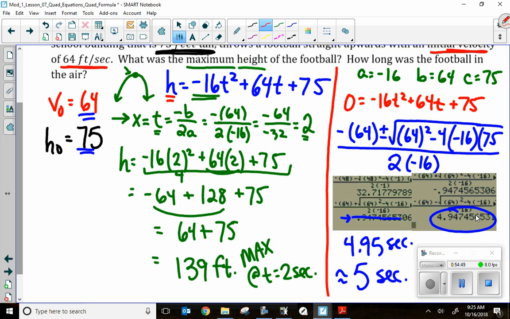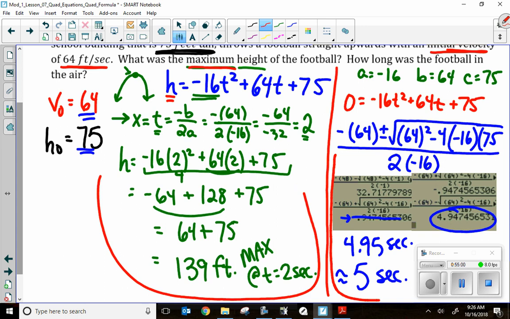if this was an algebraic problem, they probably would have asked you to either solve for the max height, or they would have asked you to solve how long the football is in the air. They probably wouldn't have asked you for both. If they would have, it would have been the last 6-point question. That was very long.